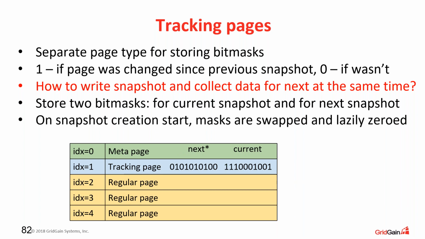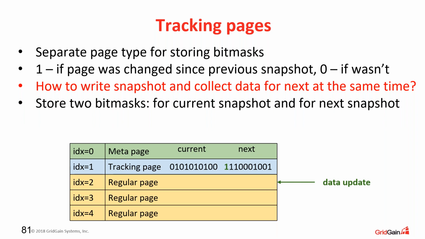We don't actually invert them in every page. We just save a global tag and we just increment it. Odd tags mean that the next part is right, and even tags mean that the next part is left. We just change the tag on incremental snapshot. Masks are swapped, and we perform a lazy zeroing of the mask.